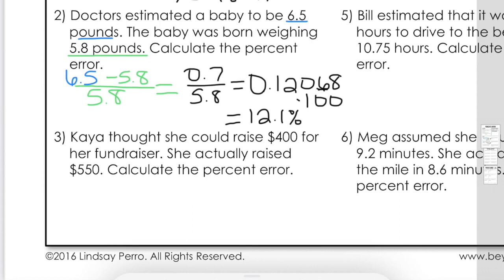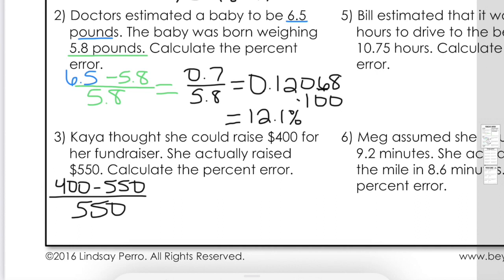Okay, number 3. Kaya thought she could raise $400 for her fundraiser, and she actually raised $550. So here our actual amount is more than our estimated amount. So this is where that absolute value comes in. So if we wrote it, the approximate value is 400. Our exact amount is 550. And then we're going to divide by 550 because that's our exact amount.